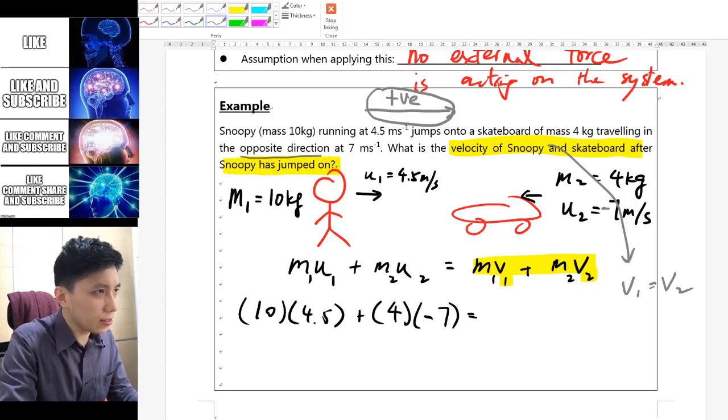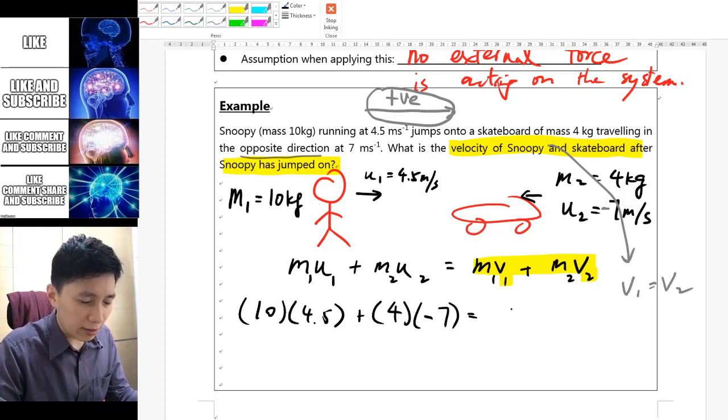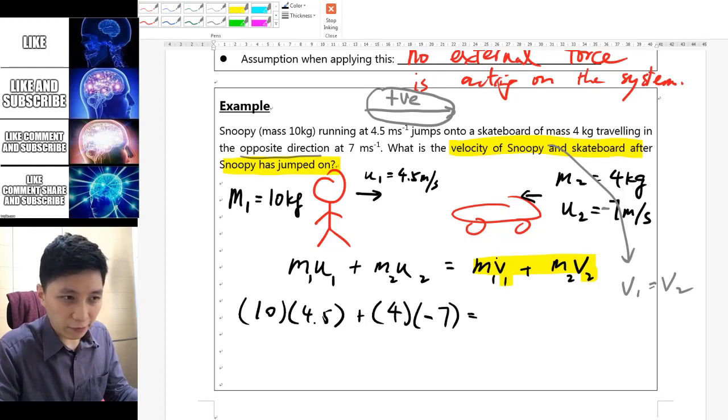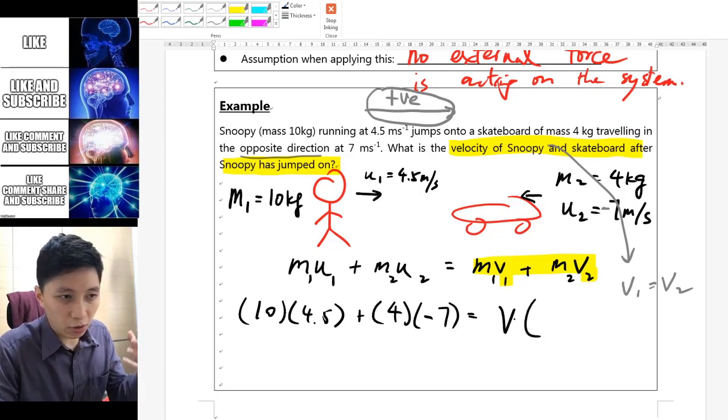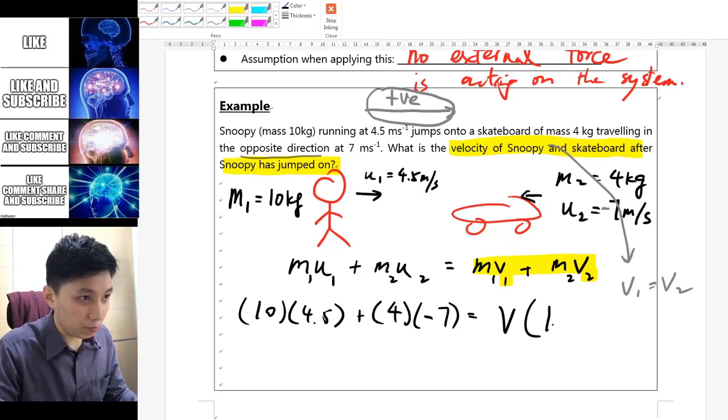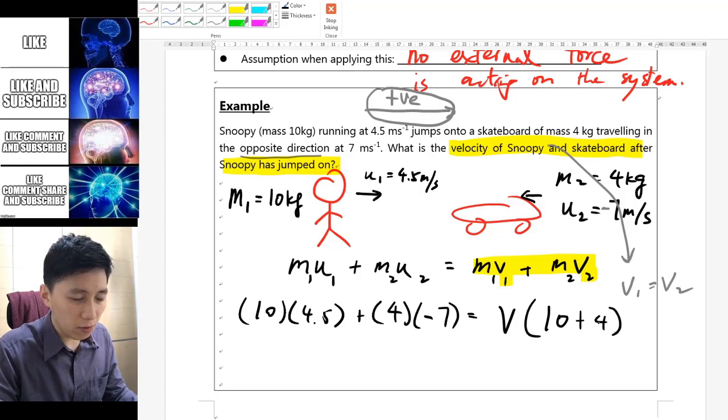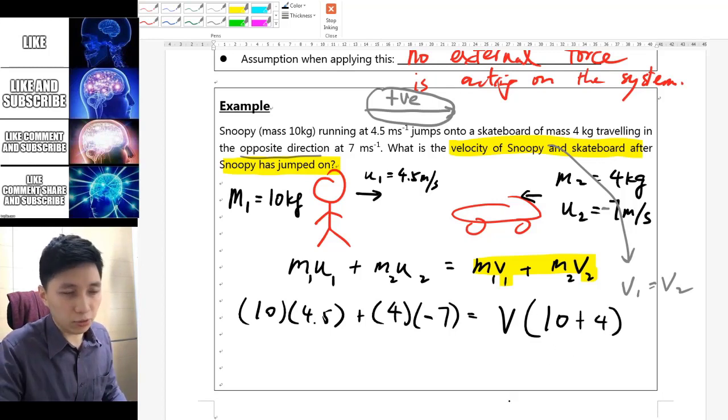And so in this case, you can rewrite the right hand side as m1 plus m2 because they will have the same v anyway. So you can extract the v out, and I'll call it the big V, times m1 plus m2, and so that should be 10 plus 4. Okay, so this is leaving you only one unknown, and you should be able to resolve it.